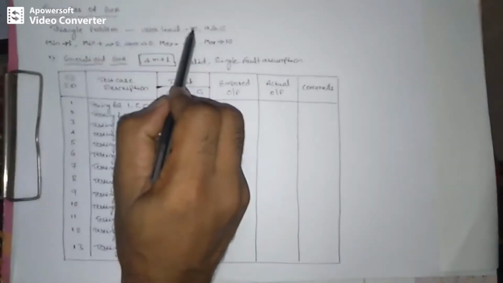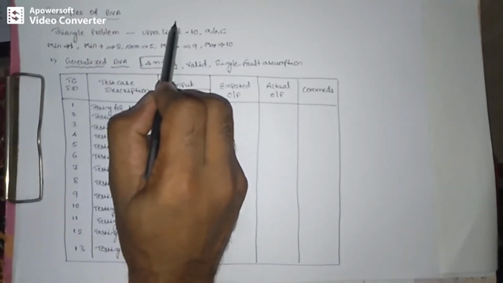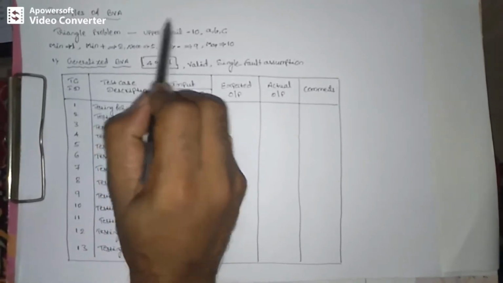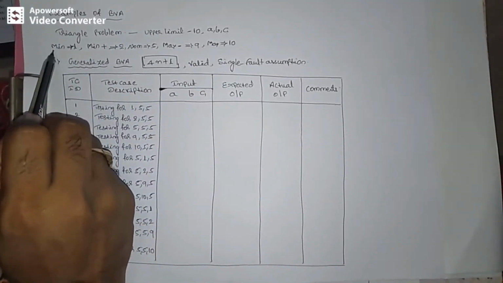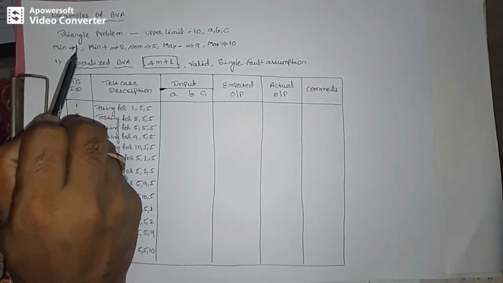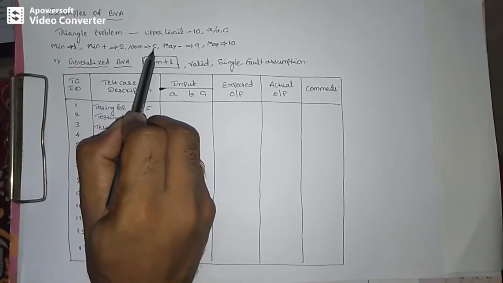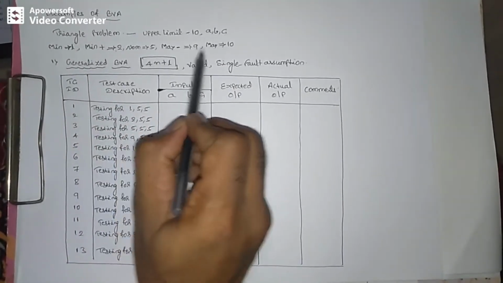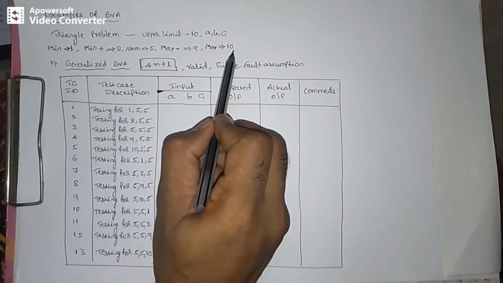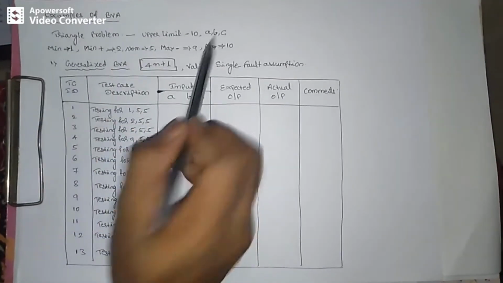So upper limit 10, and the lower limit will be 1. That indicates that 1 to 10 is the lower limit and upper limit of the given triangle problem. Then the minimum value becomes 1. The minimum plus value will be 2 and the nominal value becomes 5. Then max minus value will be 9 and maximum value will be 10.